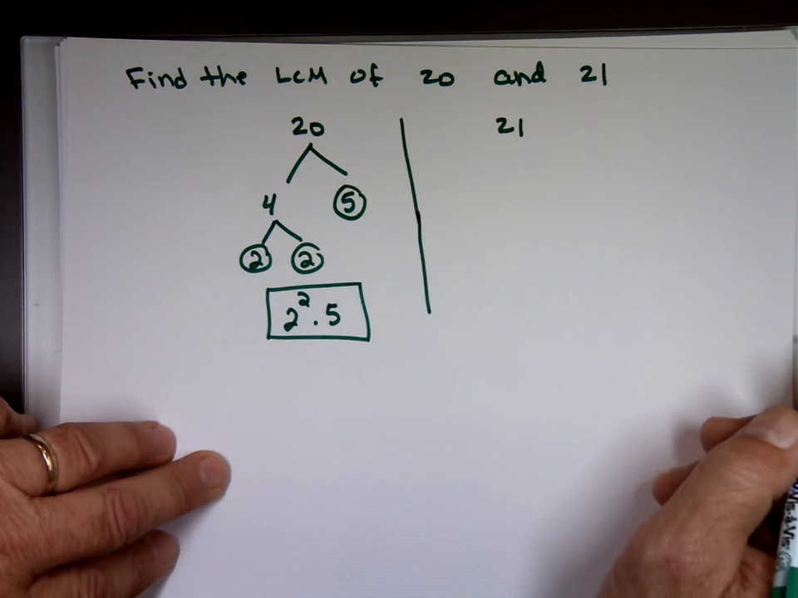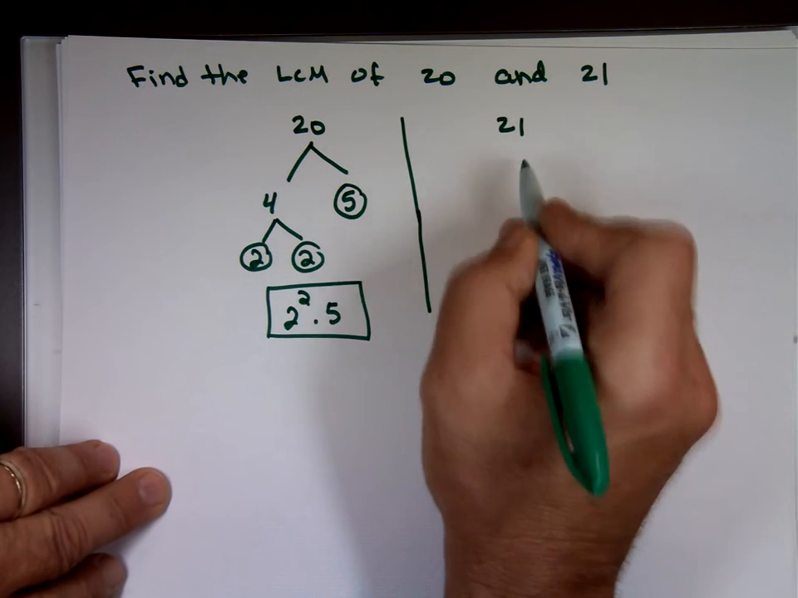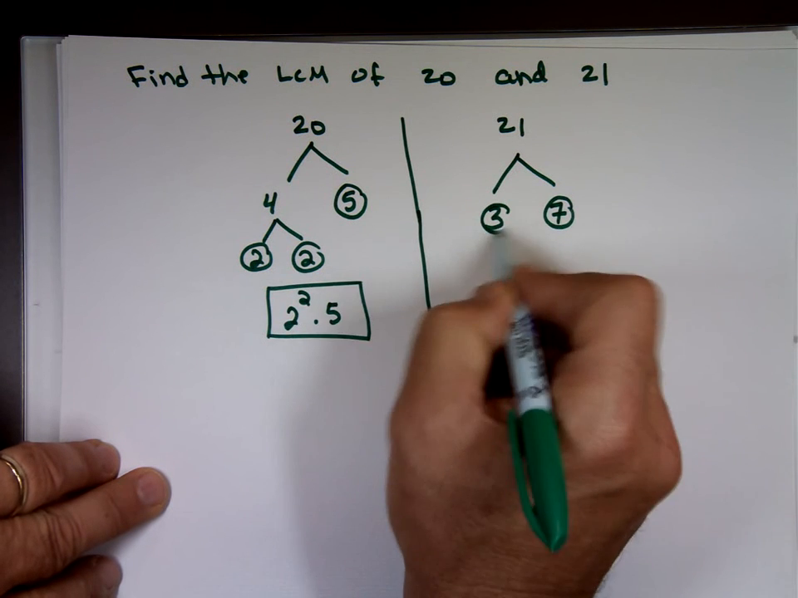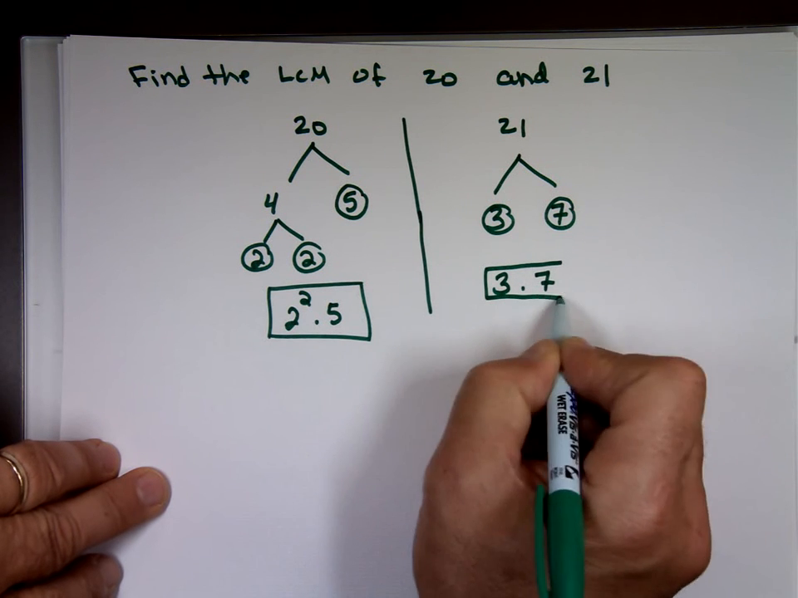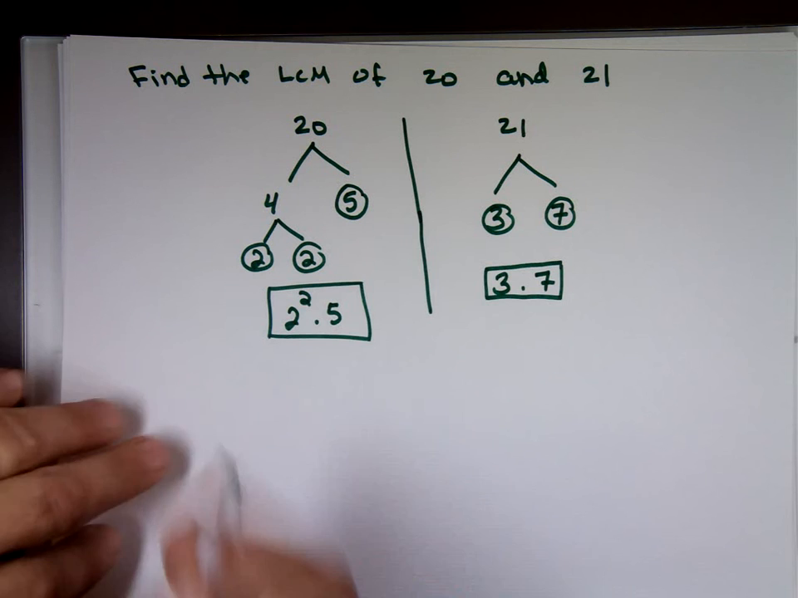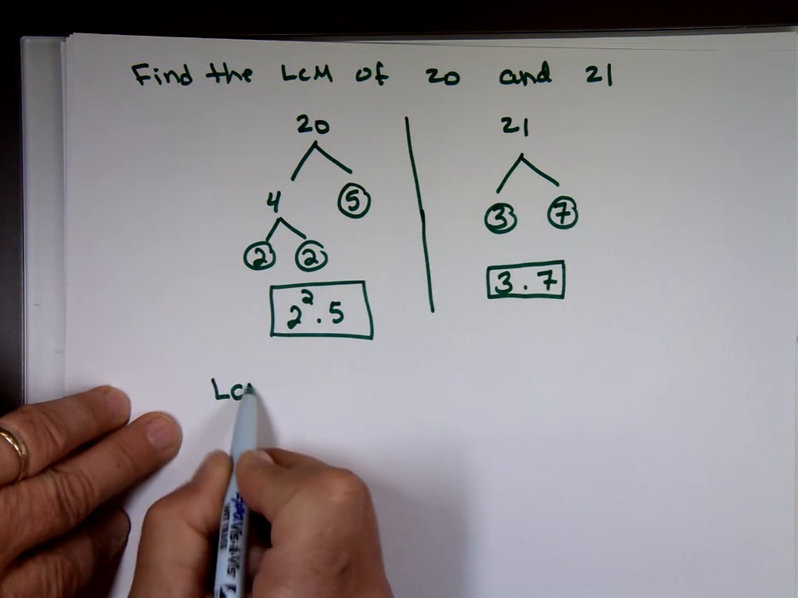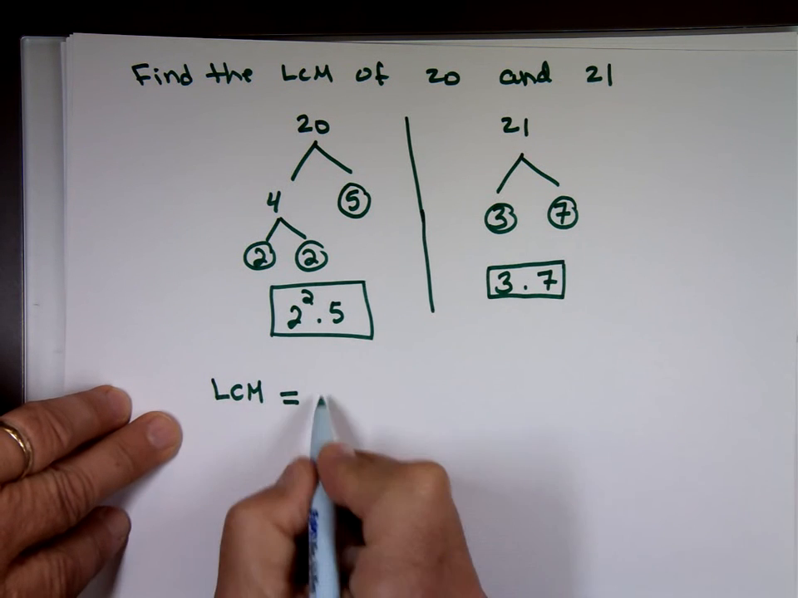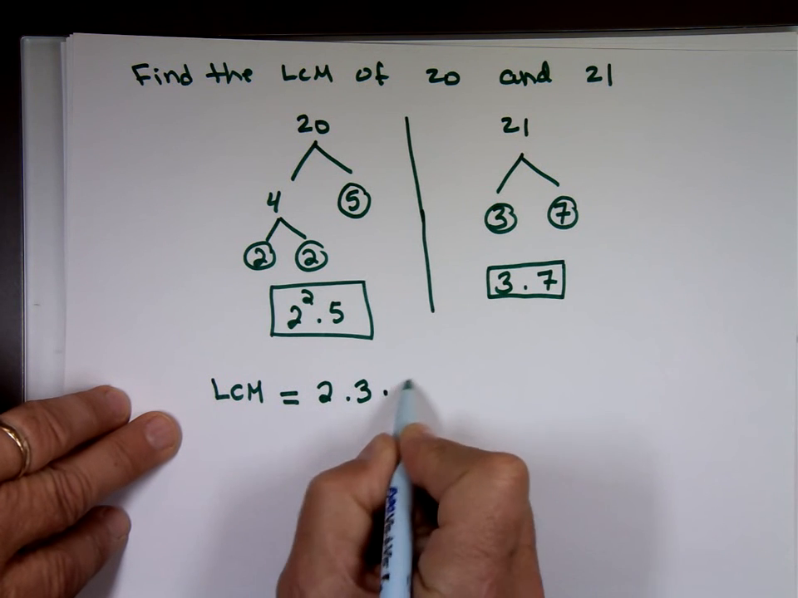What about 21? 7 and 3. Give me 7. 3 times 7. Are they prime numbers? Yes. 1, 3, 1, 7. Ready for this? The LCM. It's the multiplications of all the different factors. Let's look in the boxes. Tell me what you see for different factors. I see a 2. I see a 3. I see a 5. I see a 7.